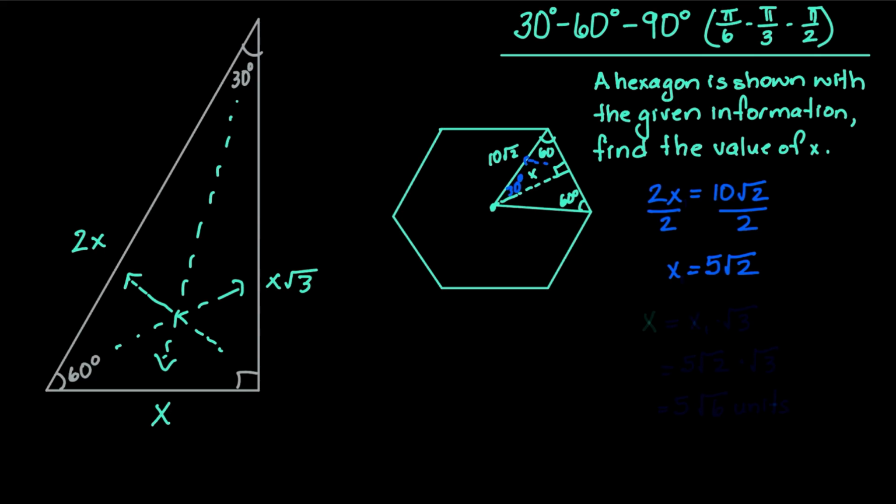Now I know my side across from 60, or my bisector, is always x times radical 3. And let me make this x sub 1, because we don't want to confuse it with the x we're looking for. So the x we're looking for is equal to x sub 1 times radical 3 because it's my side across from 60. So it's equal to 5 radical 2 times radical 3, which is 5 radical 6 units.